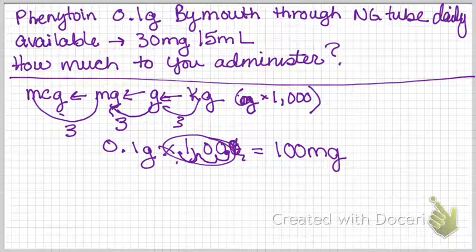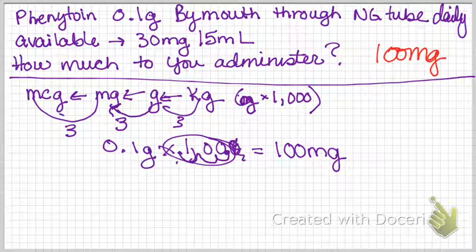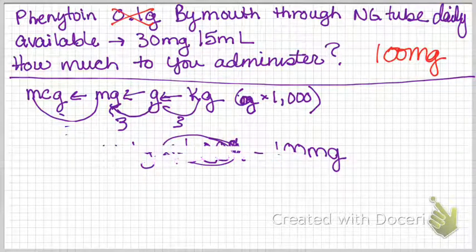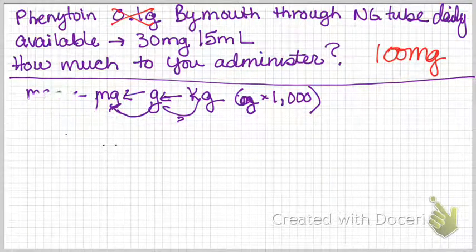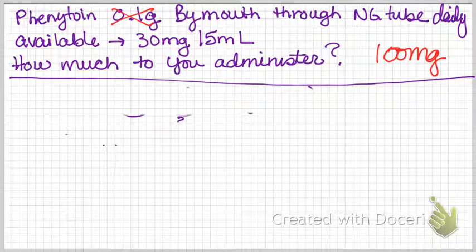So let's put that in. I have 100 milligrams, so let's put this up here. We've already converted that, so now we don't really have to worry about this too much anymore. I'm going to erase this right here so we have some room to write. Okay, so now we can actually do the problem.